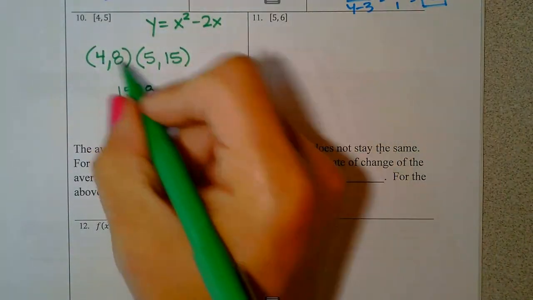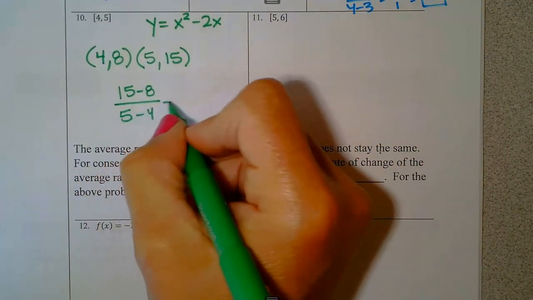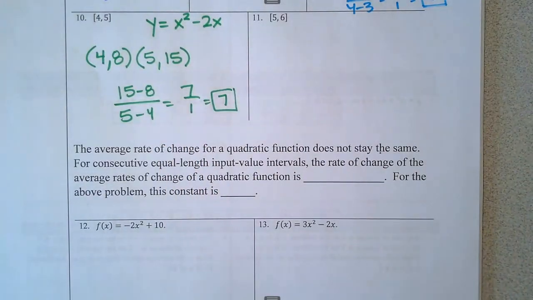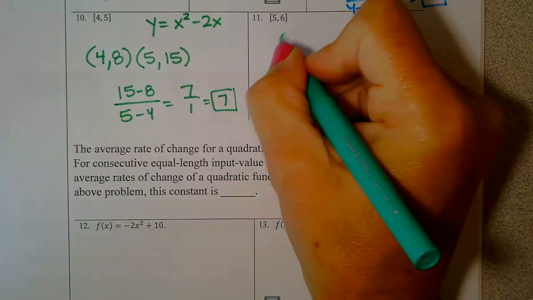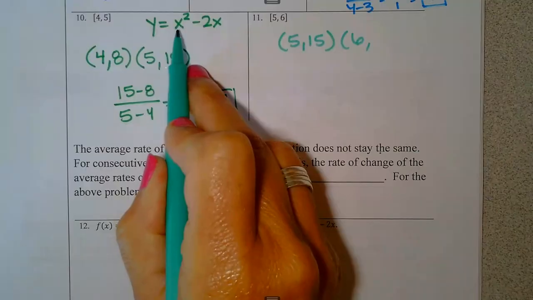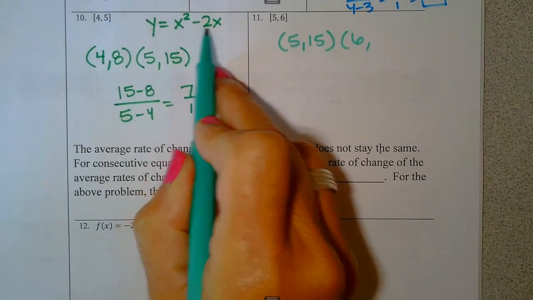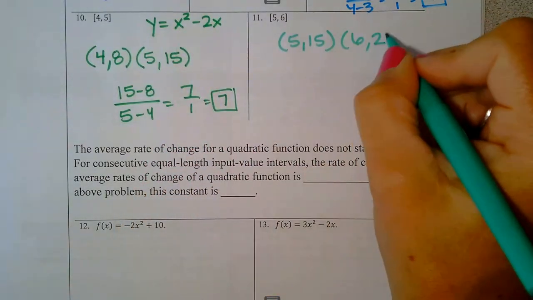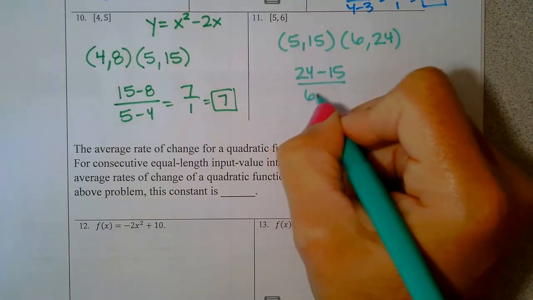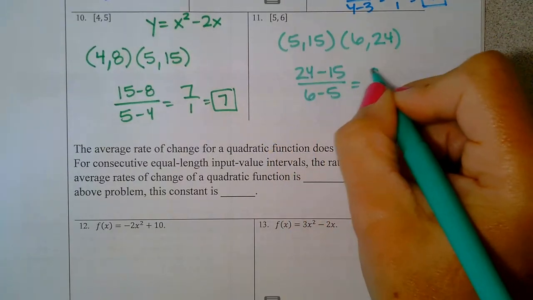Okay, so 15 minus 8 over 5 minus 4 is 7 over 1, which is 7. And then we can do 6. So 5 is with 15. What's 6? 6 squared is 36 minus 12, 24. 24 minus 15 over 6 minus 5.